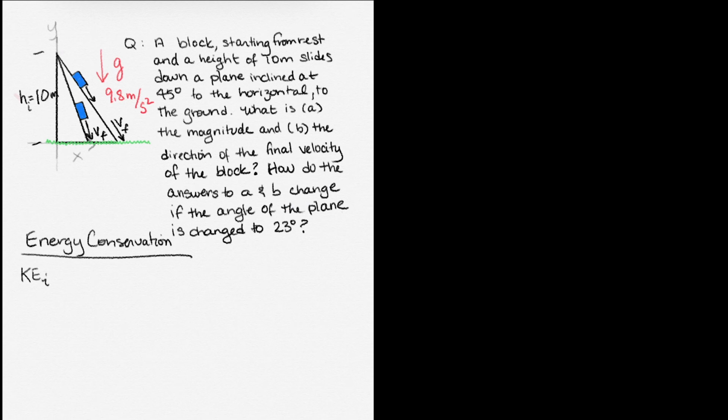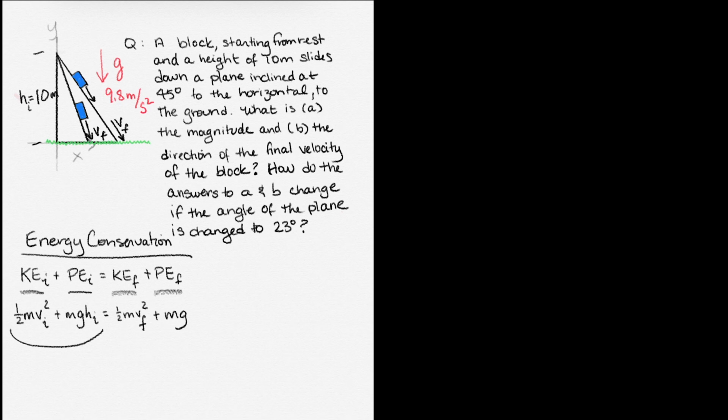The initial kinetic energy plus the initial gravitational potential energy equal the final kinetic energy plus the final gravitational potential energy. We can rewrite this as 1/2 times the mass of the moving object times the initial velocity squared plus the mass times gravity times the initial height. Those two terms are the initial energies. And those equal 1/2 times the mass times the final velocity squared plus the mass times gravity times the final height.